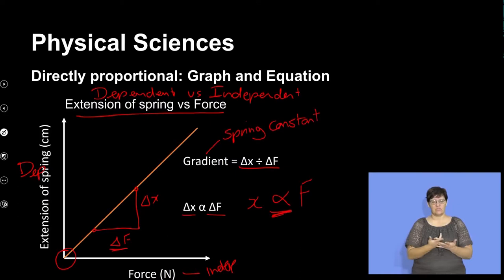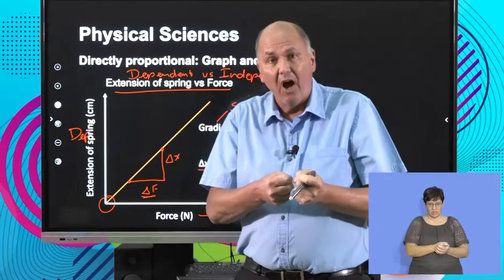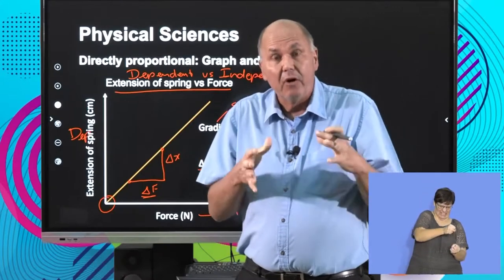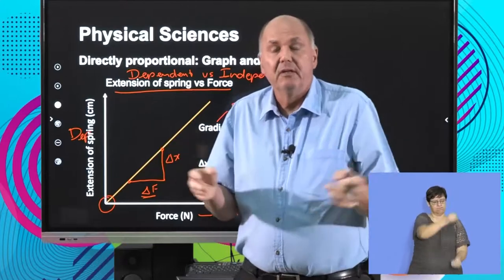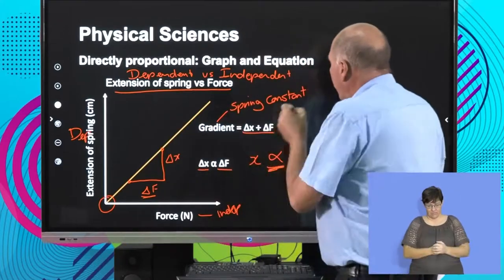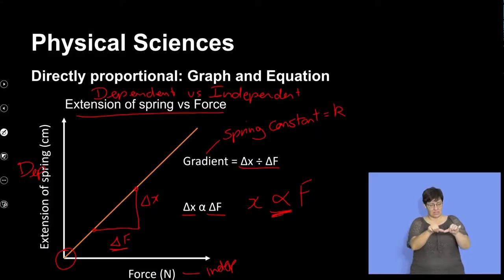It's just a value for every spring, how stretchy a spring is. If it's a very hard spring to stretch, the spring constant will be a high value. If it's easy to stretch, then it will be a low value. We give the spring constant a letter k.